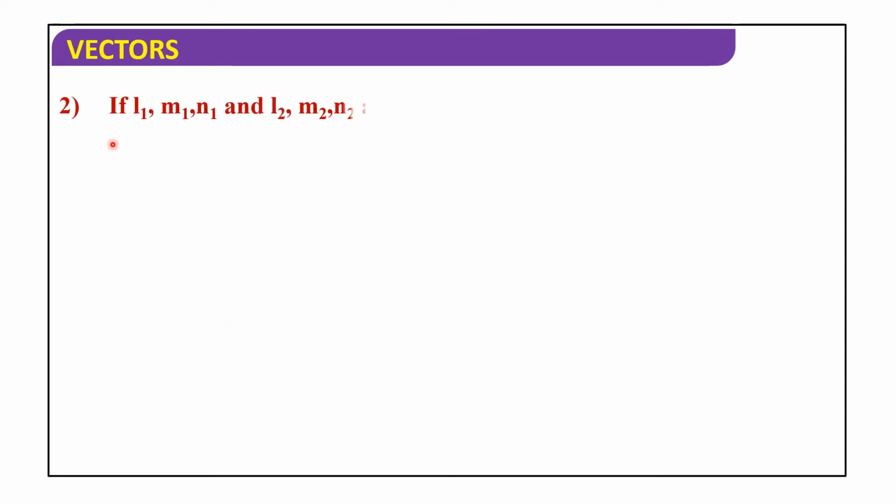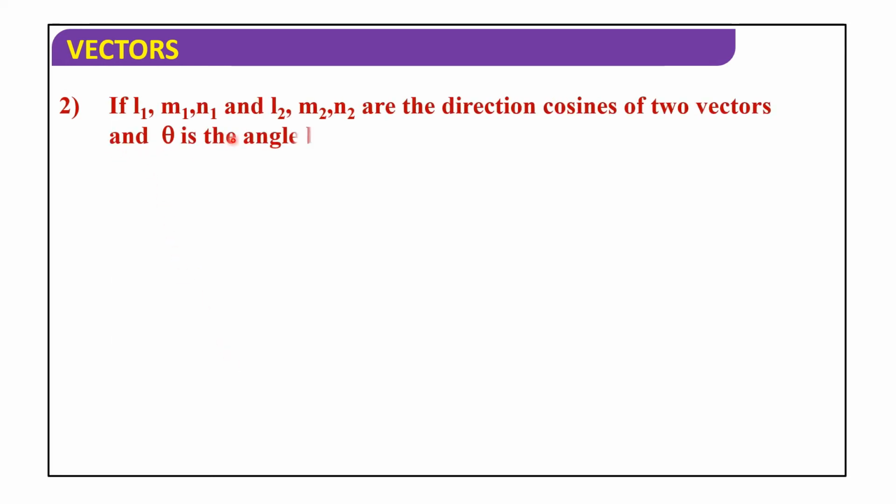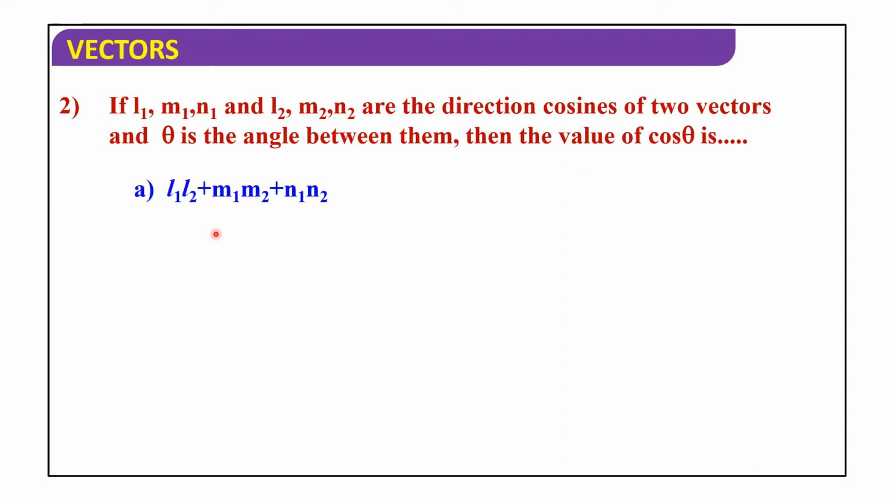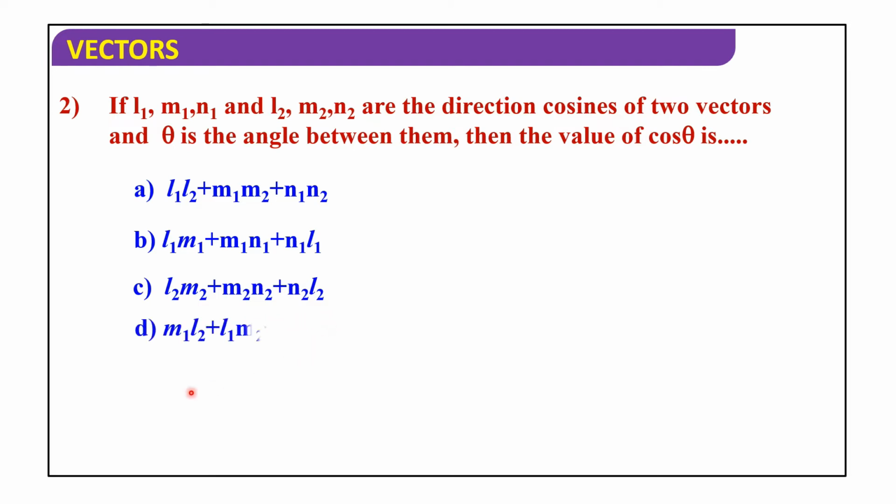Next, if L1, M1, N1 and L2, M2, N2 are the direction cosines of two vectors and theta is the angle between them, then the value of cos theta is L1 L2 plus M1 M2 plus N1 N2, and the other options are given. The value of cos theta is L1 L2 plus M1 M2 plus N1 N2. First option is correct.